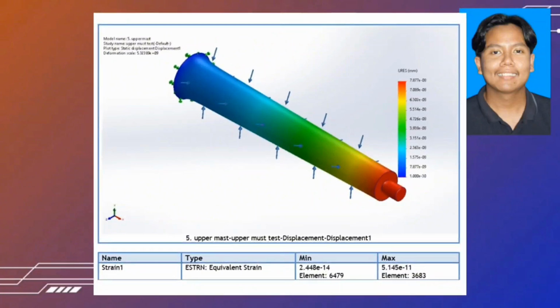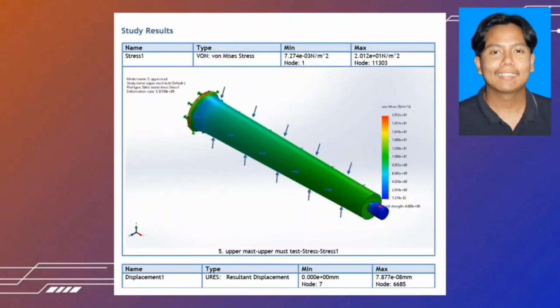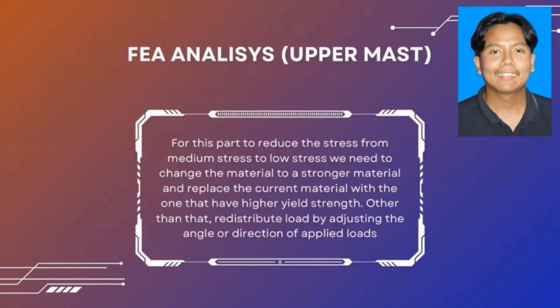FEA analysis, upper mass. For this part, to reduce the stress from medium stress to low stress, we need to change the material to a stronger material, replacing the current material with one that has a higher yield strength. Other than that, redistribute the load by adjusting the angle or direction of the applied loads.